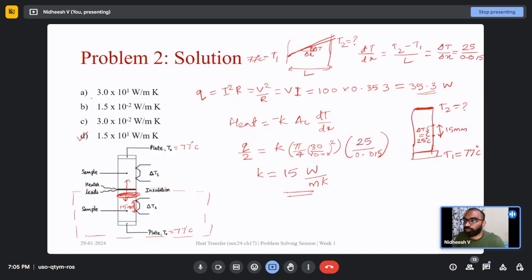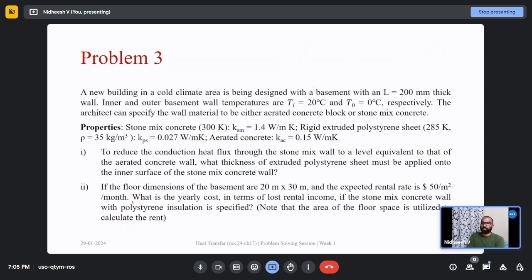Okay, now I will move on to the third problem. There is no figure given here, you can just read through it. A new building in a cold climate area is being designed with a basement with an L equal to 200 millimeter thick wall. There is a building in a cold climate area and it has a basement with wall thickness 200 millimeters. Let's try to draw that. There is a wall, 200 millimeter thick.